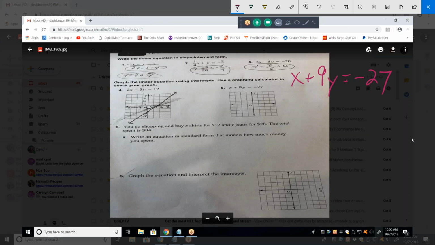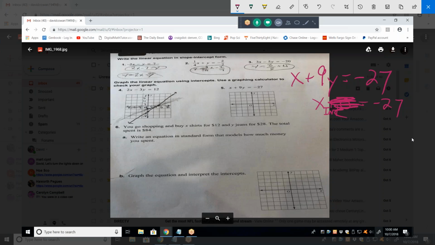What's 9 times 0? 0. So you have x plus 0 equals minus 27. What's x equal to? Well, that 0 is nothing. X is equal to minus 27. Where are you getting 1? The coefficient of x is 1, but x itself is equal to minus 27. So that's the x-intercept.